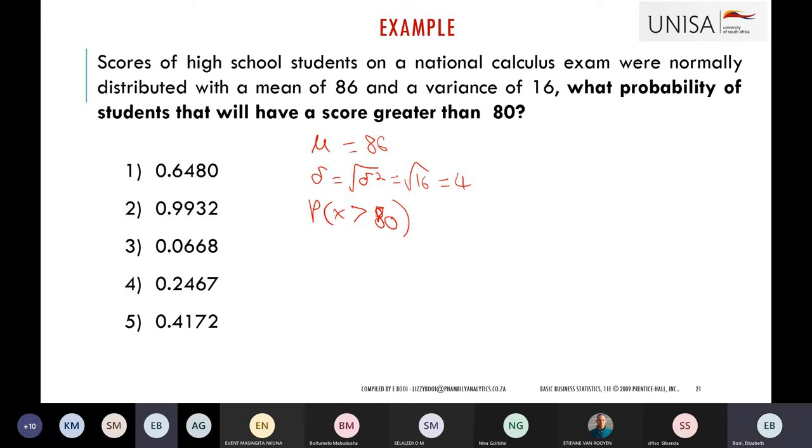Calculate your Z score, and when you are done, if you want me to go to the table, let me know and say, please go to the table, but you need to tell me which side of the table you are looking for.